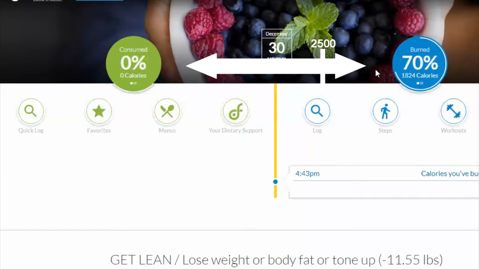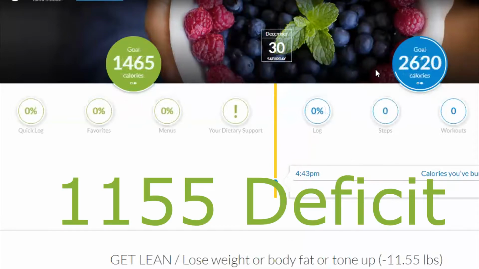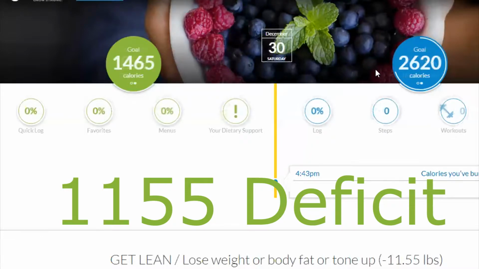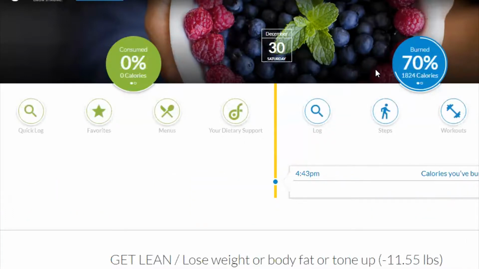In fact, that is 2,620 minus 1,465. That's 1,155 calories, okay? So in a week's time, I'm going to be losing roughly 2.3 pounds a week, which is accurate. So that's typically what would happen.